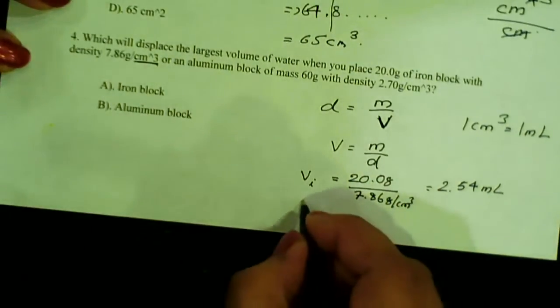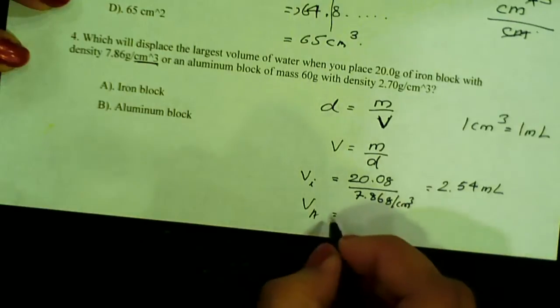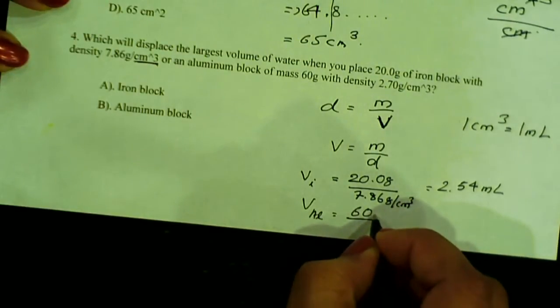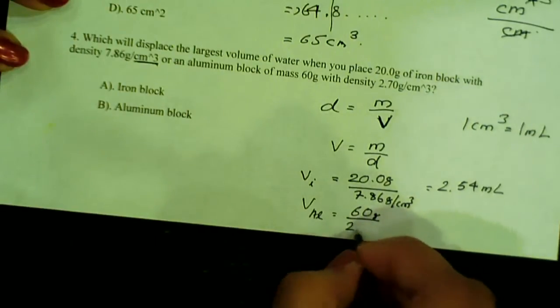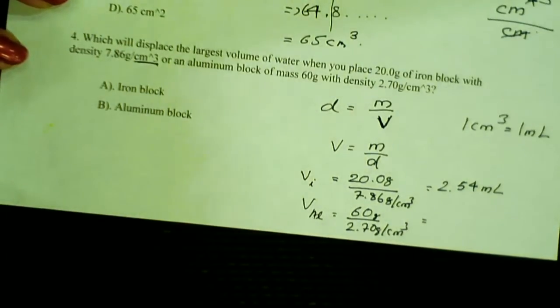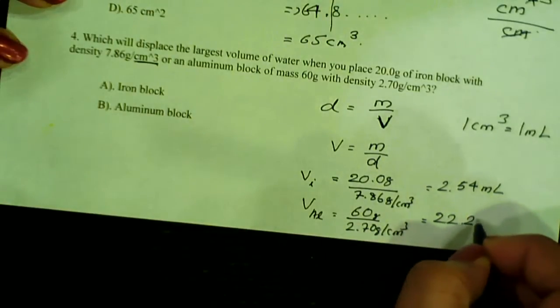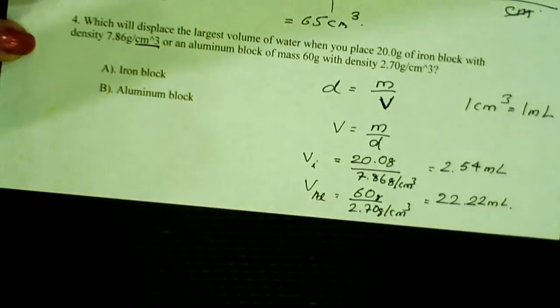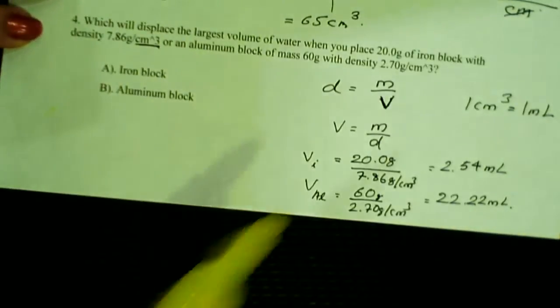For aluminum, it will be 60 grams divided by 2.70 grams per centimeter cubed, which is 22.22 milliliters. So aluminum will displace the largest amount of water.